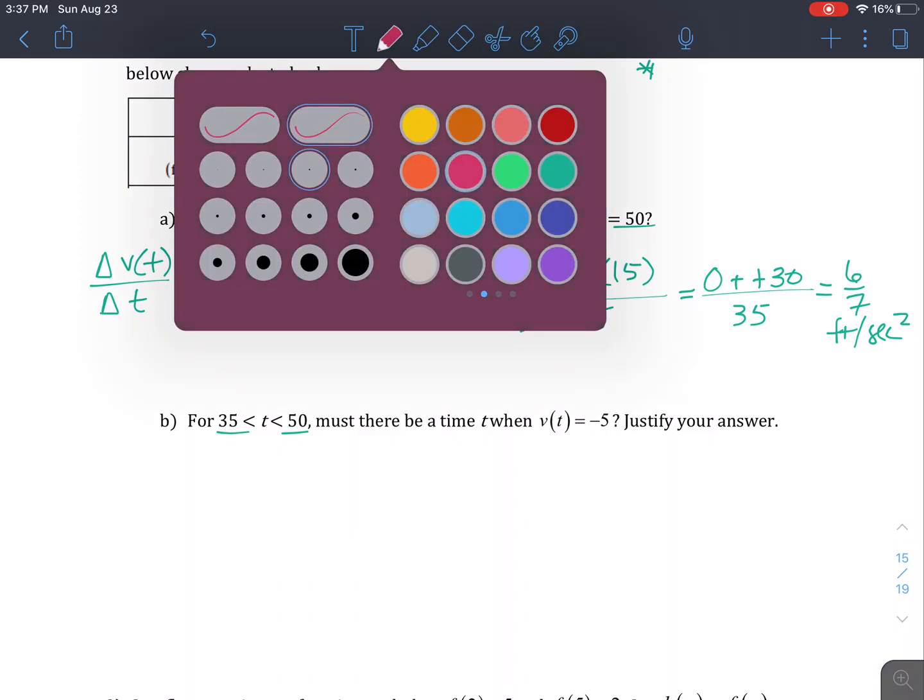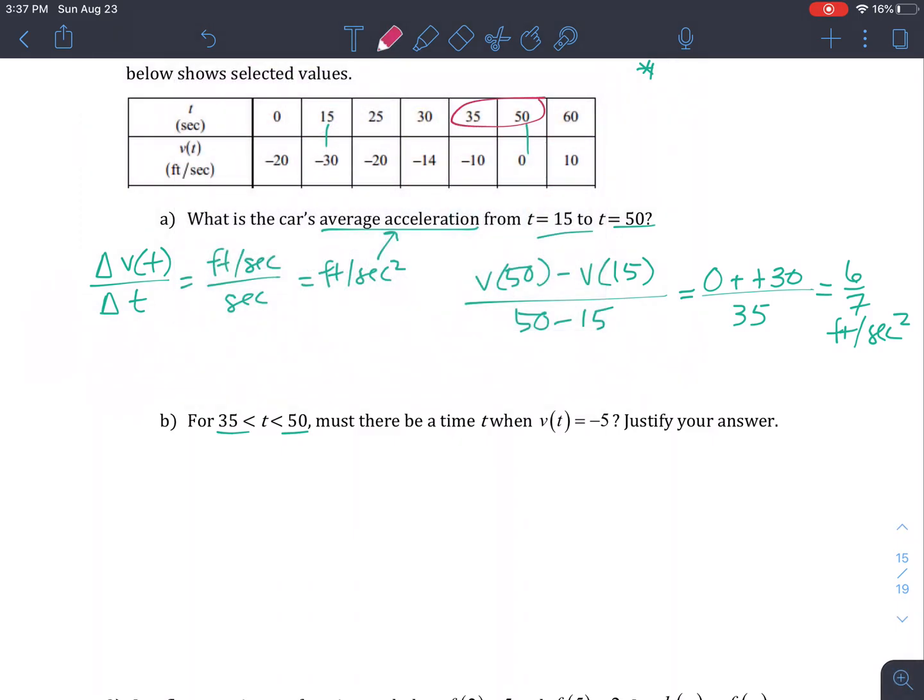So I'll switch colors here. Between 35 and 50, notice those are my two x values here. Was there a time when the velocity was equal to -5? So I want you guys to look here, right? At 36, 37, 38, 39. We don't know what happened, but we know we started at -10 and we got to 0.